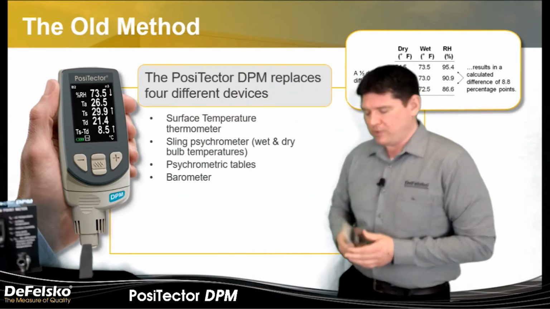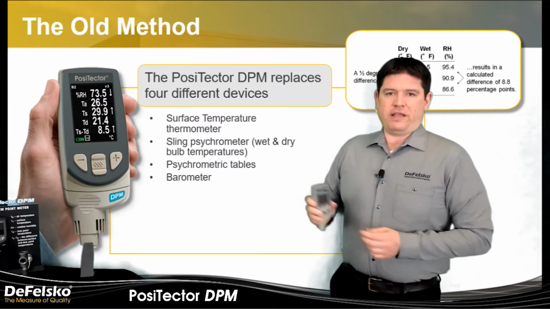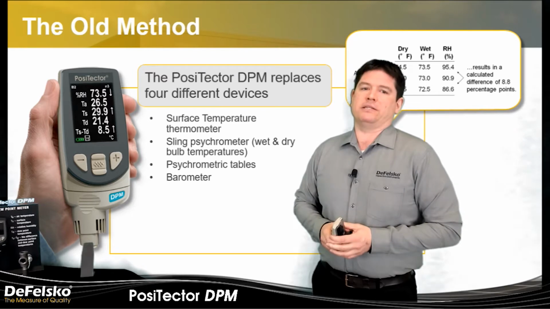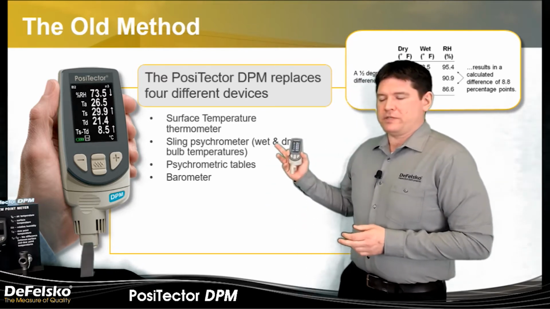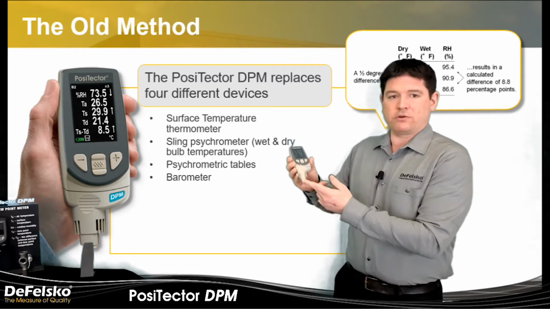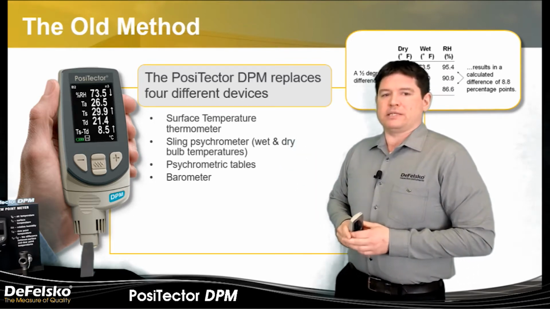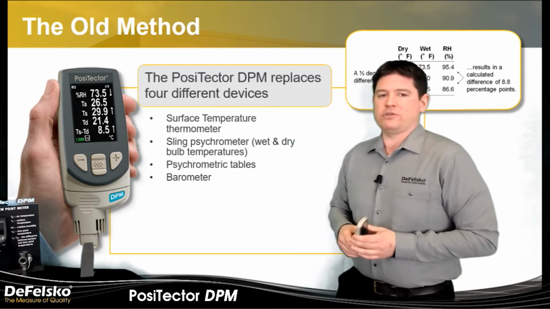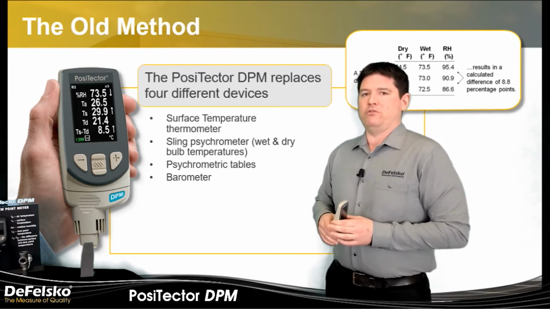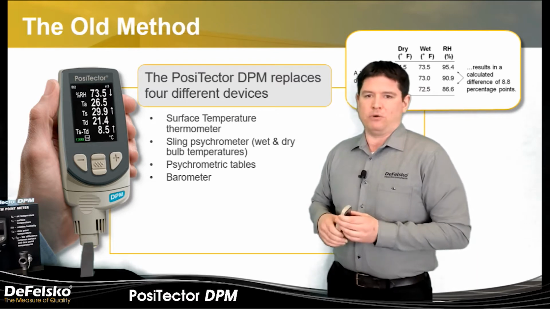So, let's talk about the advantage of a digital environmental gauge such as the PosiTector DPM over the traditional way of doing this. The main advantage of this type of instrument is that it replaces 4 other devices. It's going to replace a surface temperature thermometer. The PosiTector DPM has a surface temperature sensor on the bottom. And it's going to replace a sling psychrometer, psychrometric tables, and a barometer, which are used to calculate relative humidity, wet bulb temperature, dry bulb temperature.